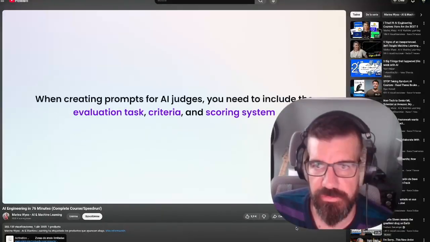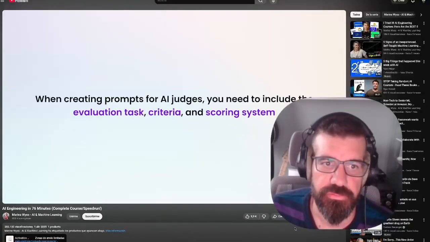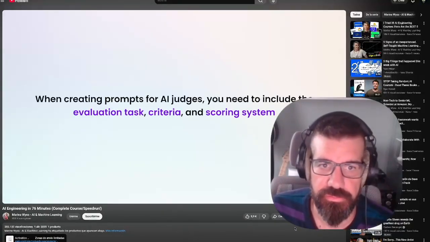Since language models are generally better with text than numbers, AI judges tend to perform better with classification tasks than numerical scoring. When creating prompts for AI judges, you need to include the evaluation task, criteria, and scoring system. Few-shot examples generally work better than zero-shot, which we'll talk about later in the prompt engineering section, though longer prompts do increase costs. Interestingly, you don't always need your strongest model as the judge. Specialized, smaller models can often perform evaluation tasks effectively, which helps reduce costs.